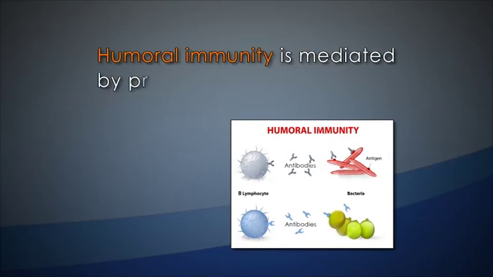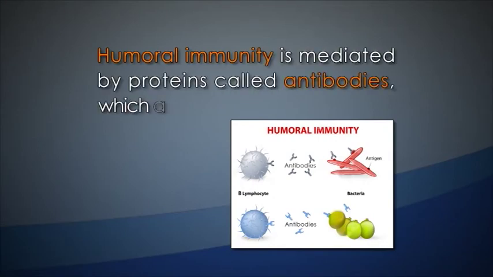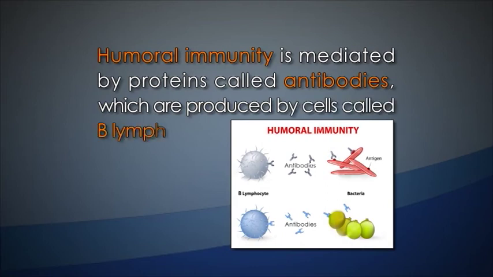Today, we know that these soluble substances are antibodies and that they are produced by B lymphocytes. Cells, more precisely, lymphocytes and accessory cells with the necessary participation of T lymphocytes, confer cellular immunity. T lymphocytes play a major role in the recognition of antigens and their elimination, but they do not produce antibodies. Humoral immunity is mediated by proteins called antibodies, which are produced by cells called B lymphocytes.